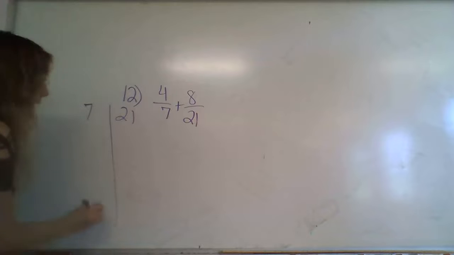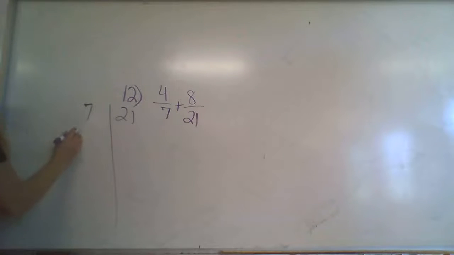Okay, so same thing. We're going to do multiples. 7 times 1, 2, 3, 4. 7 times 1 is 7. 21 times 1 is 21. 7 times 2 is 14. 21 times 2, 42. 7 times 3 is 21. Oh, look at that. We have a common multiple. That means this will be your denominator.